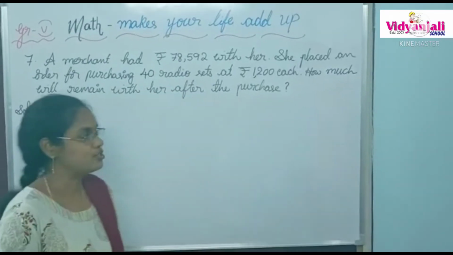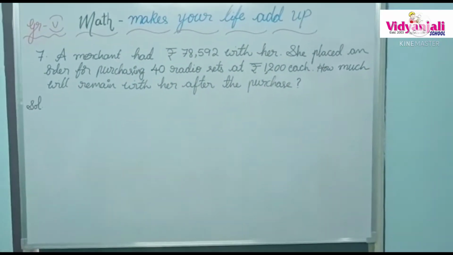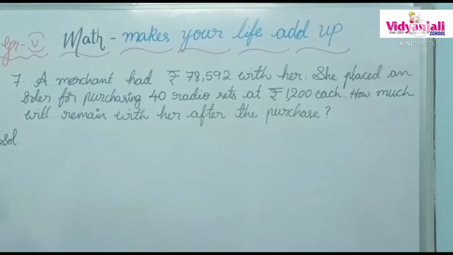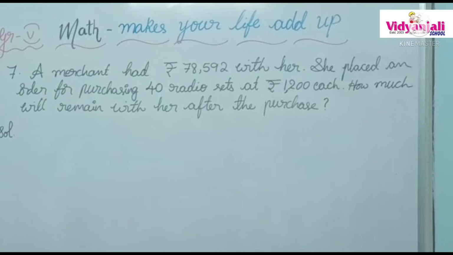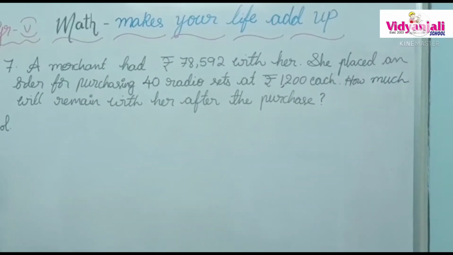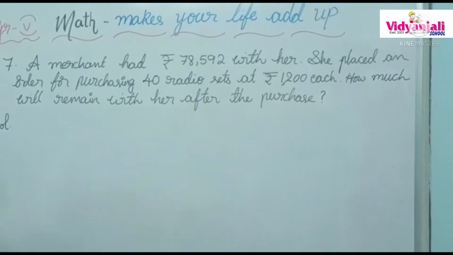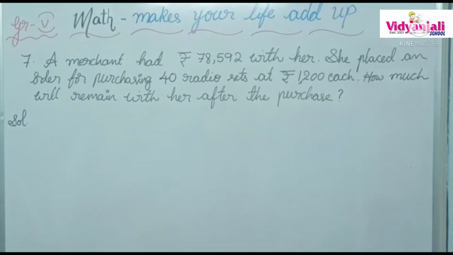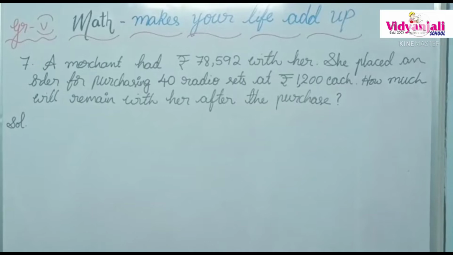Let us come to the questions. Here we have question number 7. A merchant had 78,592 rupees with her. She placed an order for purchasing 40 radio sets at 1200 each. How much will remain with her after the purchase?